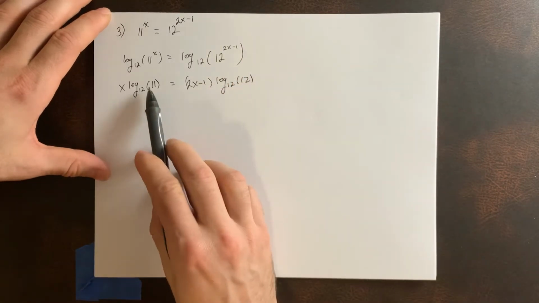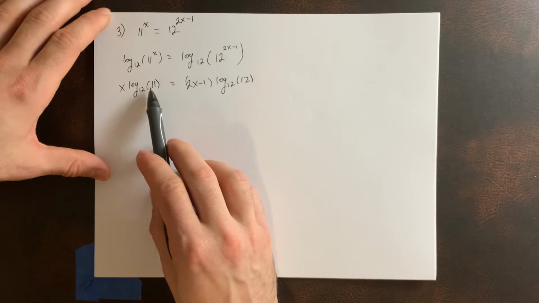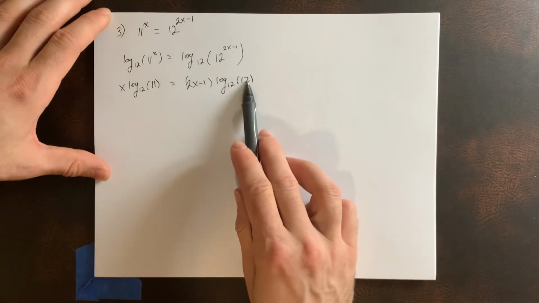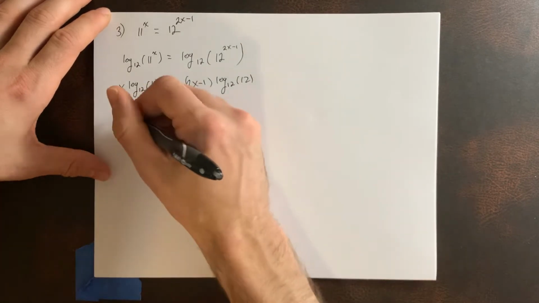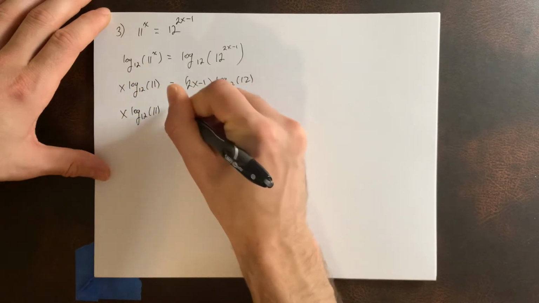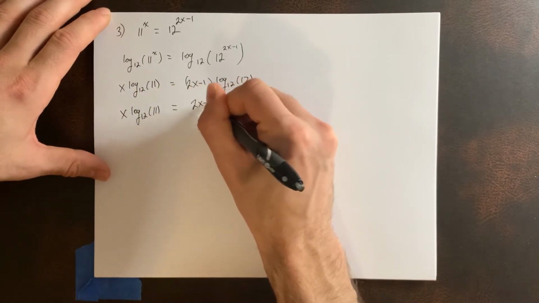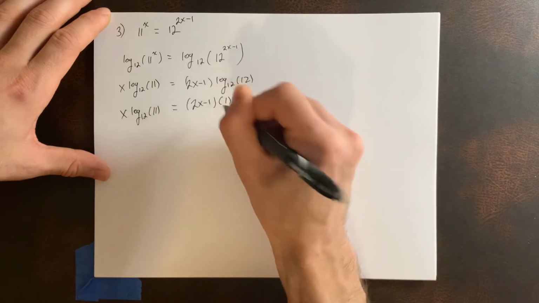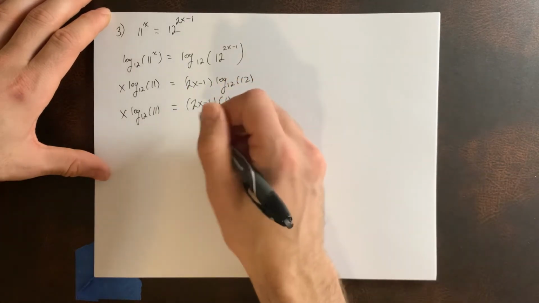Okay, log base 12 of 11, there's nothing we can do to simplify that. But over here we have log base 12 of 12, so that's just going to be 1. So let's rewrite everything. And again, 1 times that is just itself.